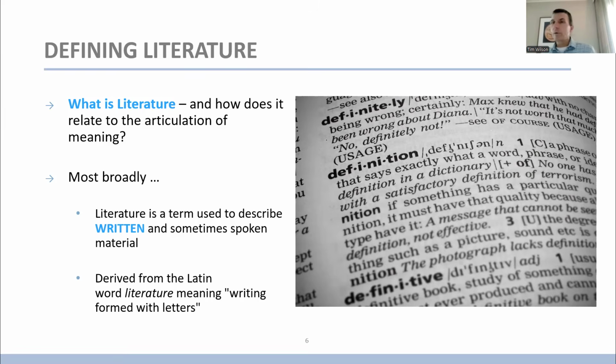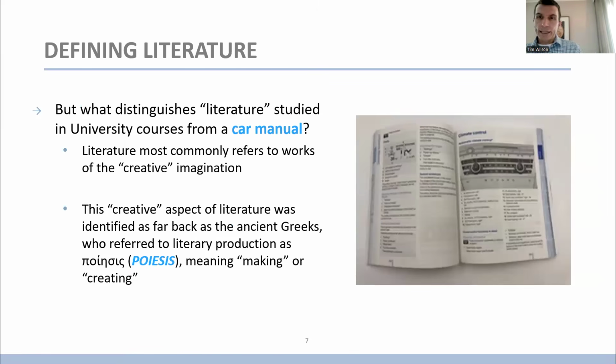But what we study in university, we usually try to think of literature as a smaller subset, let us say, of all written material. We don't study, generally speaking, in literature classes, anything written willy-nilly. We say, okay, no, this is literature because there's something special about it. What is it about that that makes it literature as opposed to, let's say, a car manual in my example here?